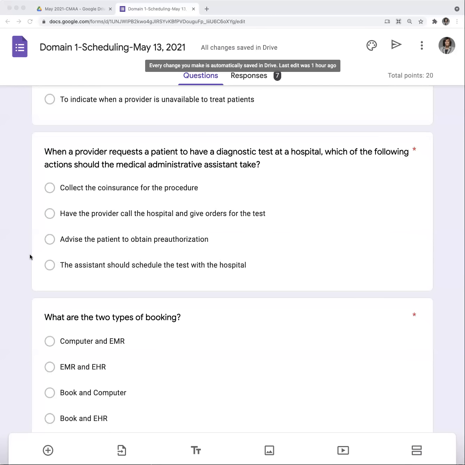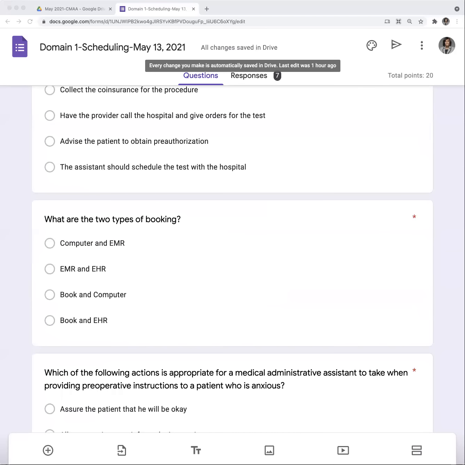When a provider requests a patient to have a diagnostic test at the hospital, which of the following actions should the MAA take? Should it be the assistant should schedule the test with the hospital? What are the two types of booking? Book and computer. Book and computer. Lord Jesus, that's a trick question right there. Yeah, it is.